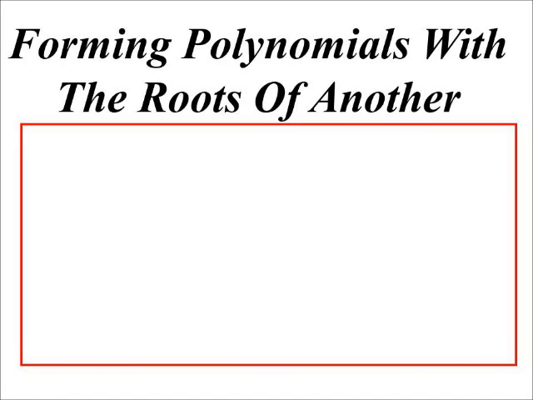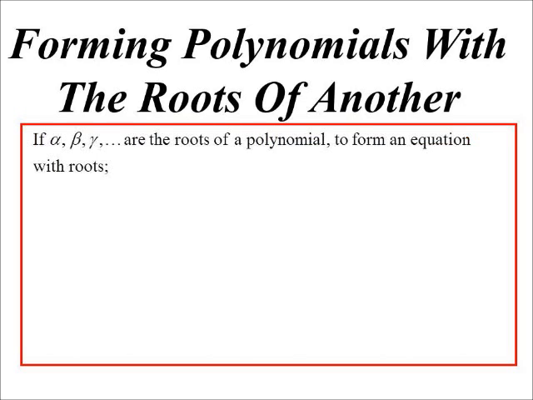To finish off with the polynomials, we're going to look at a specific type of question. That's how we create new polynomials using the roots of another polynomial. So if you know alpha, beta, gamma, delta, however many roots, are the roots of a particular polynomial, and say you wanted to make a new equation whose roots are the reciprocal of those, so one on alpha, one on beta, and so on, how do you do it?